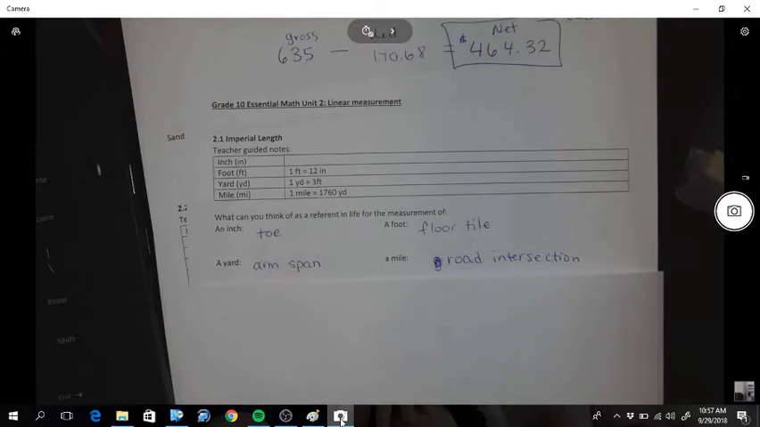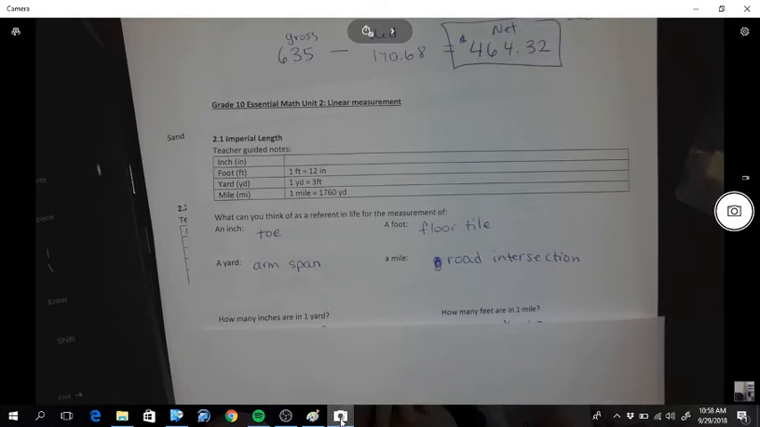A yard, if you hold out your arm to the side, the span of that, just one side, would be about 1 yard. And a mile, so if you're driving down the road and you see a gravel road and then another gravel road, those are usually 1 mile apart.